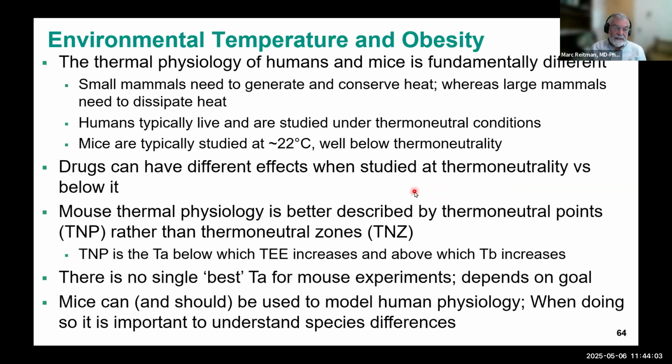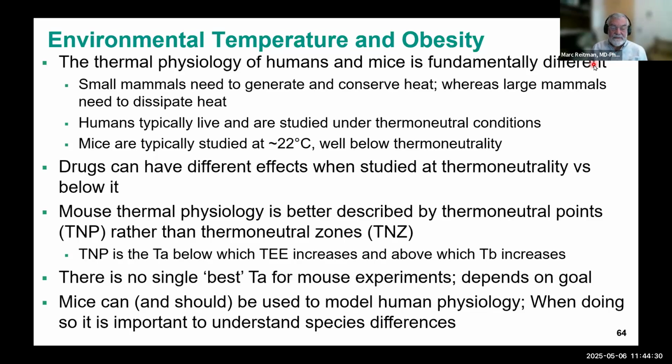Okay, so let me summarize the talk. Environmental temperature and obesity: the thermal physiology of humans and mice is fundamentally different. There's no magic way to convert a mouse to a human thermally. Small mammals need to generate and conserve heat, whereas large mammals need to dissipate heat. Humans typically live and are studied under thermoneutral conditions. Mice are typically studied below thermoneutrality and typically live below thermoneutrality.